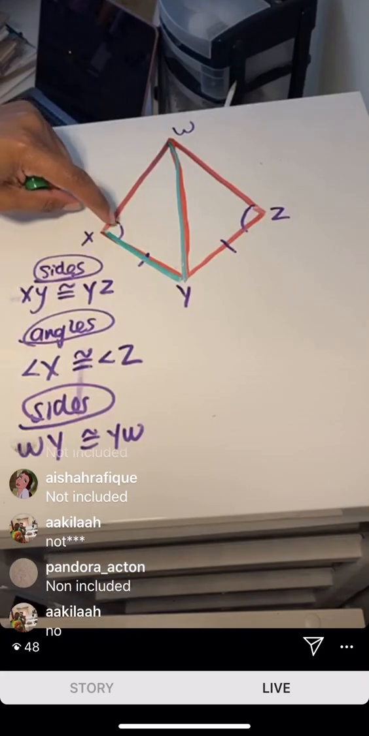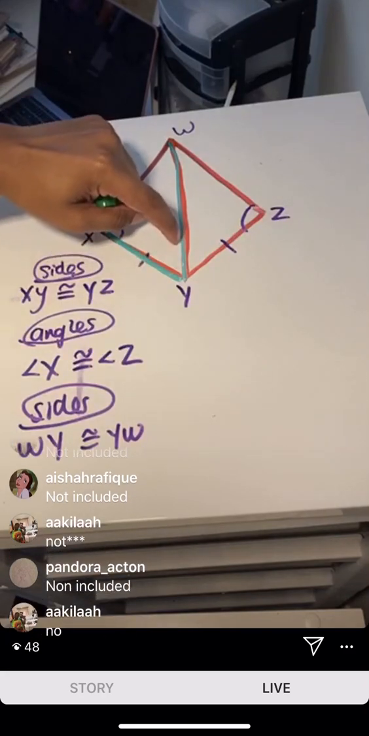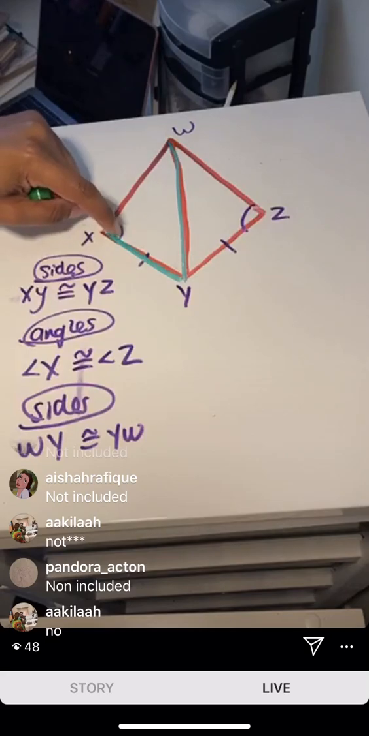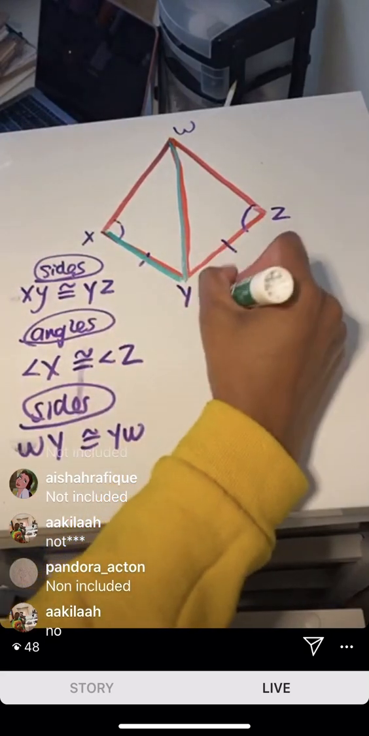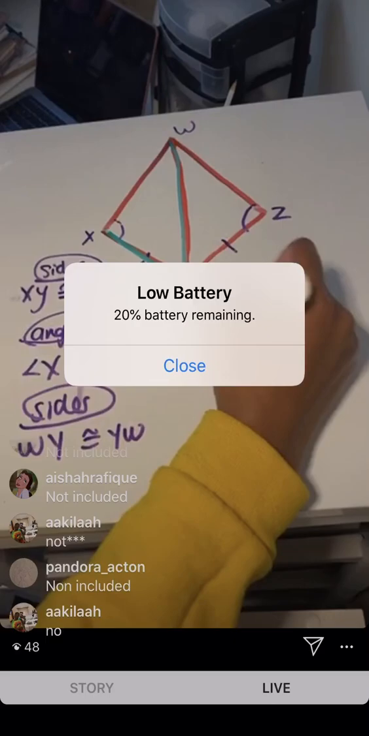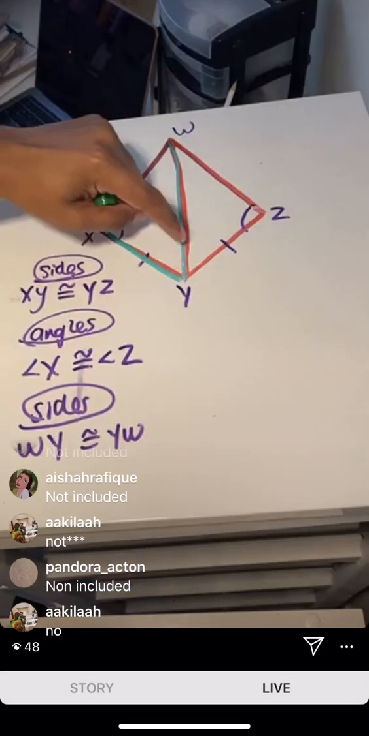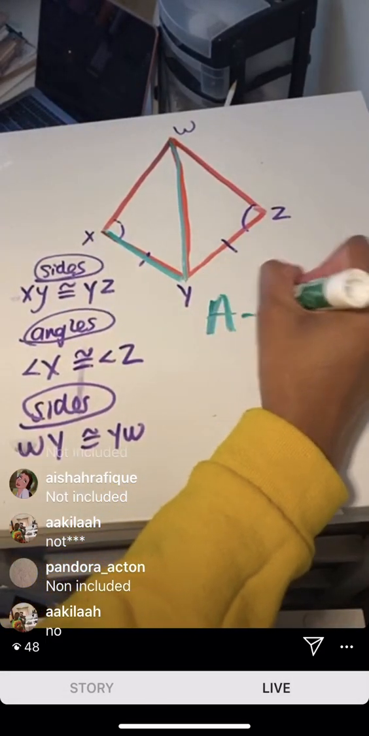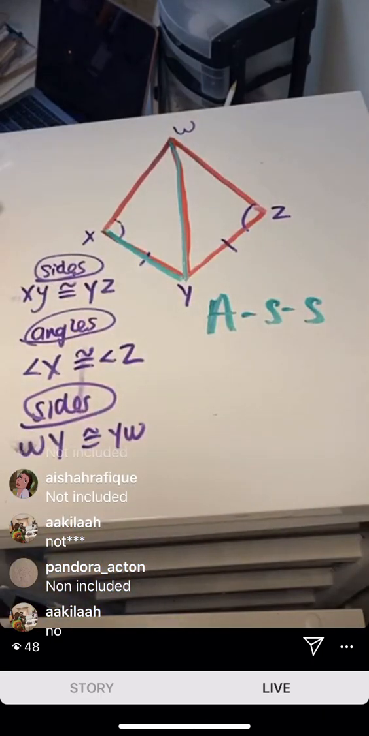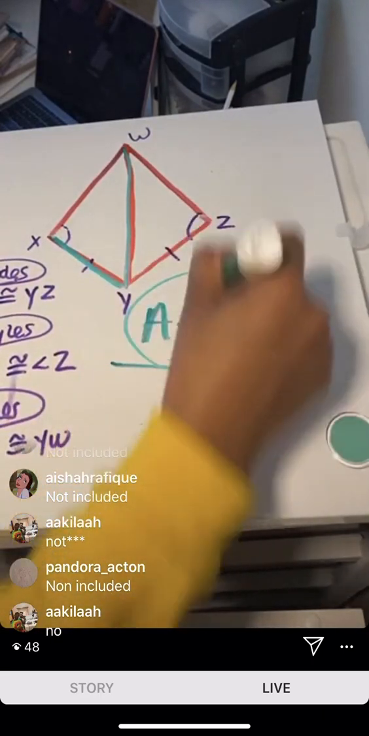So what you have is angle, side, side. You got to go in order. Angle, side, side. Is ASS a theorem? No, that's a bad word.